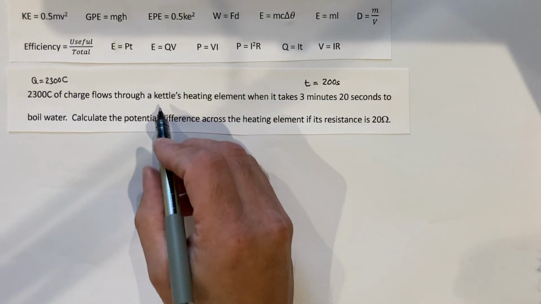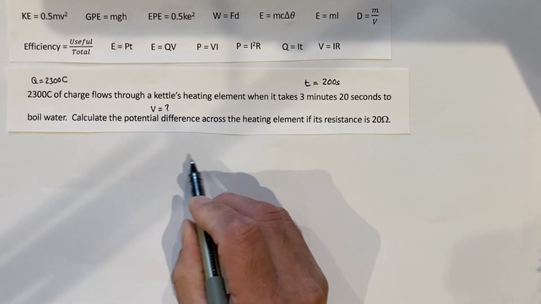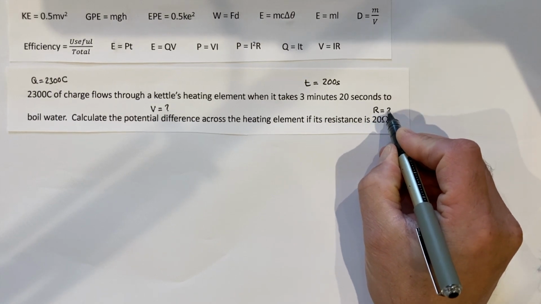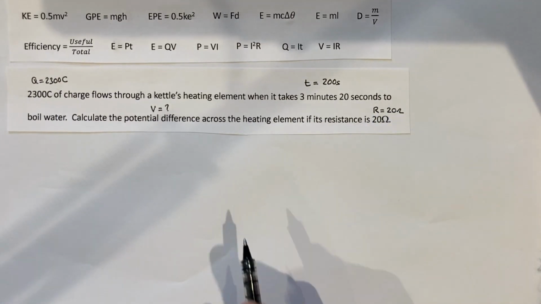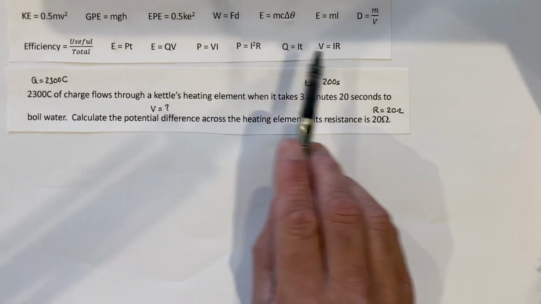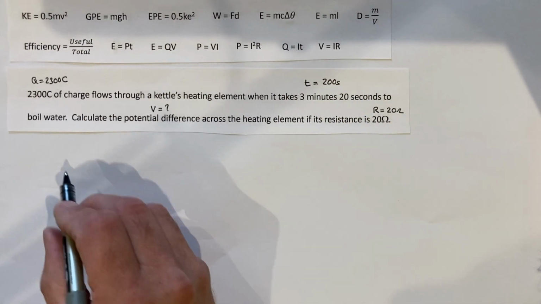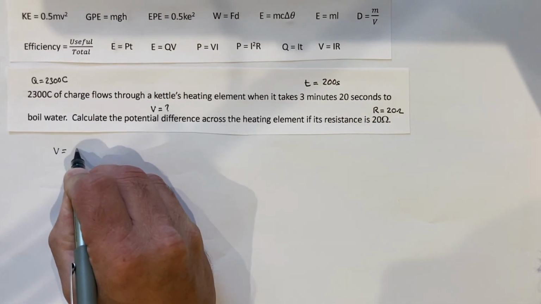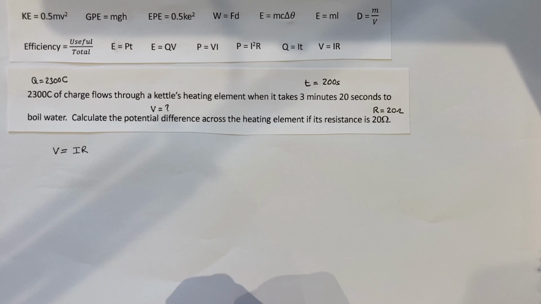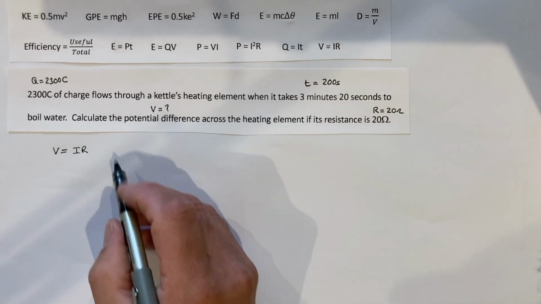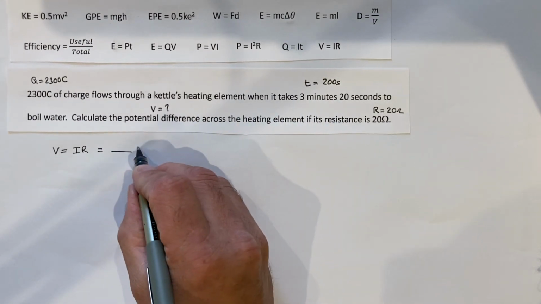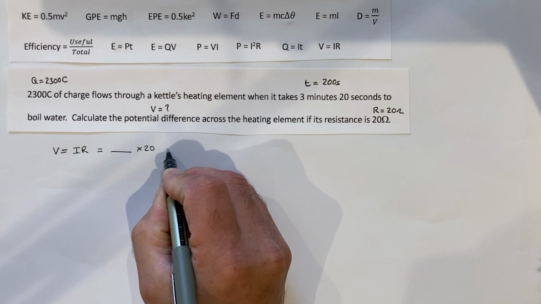Calculate the potential difference. Well, that is V, voltage, across the heating element if the resistance is 20 ohms. So the first thing I need to do is think about an equation which links voltage and one of these. So I'm going to start with V equals IR. Now it might not be right, but we just have to keep working through and see. I want to work out voltage, which is current times resistance. I don't know the current, but I do know the resistance of 20 ohms.